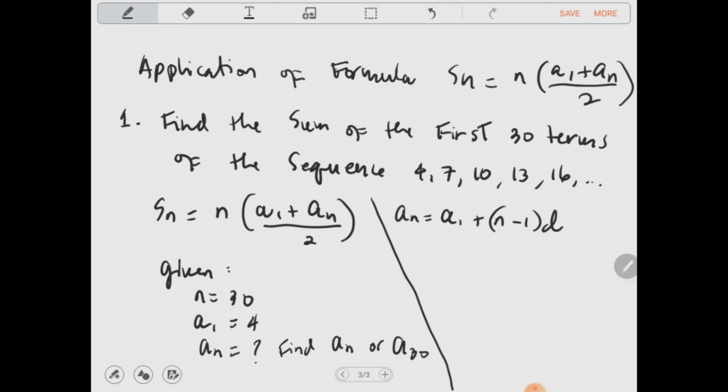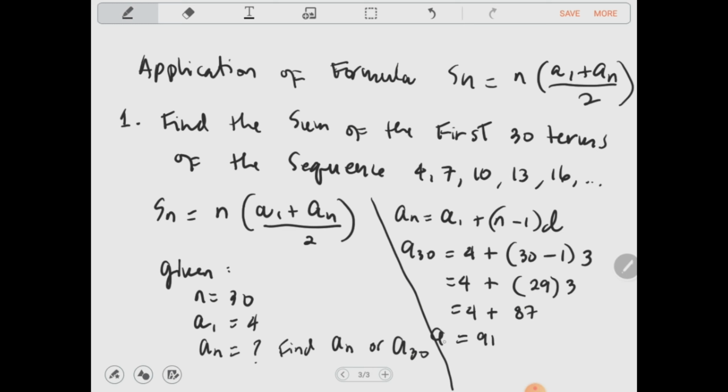To find the last term, we have to use the formula for arithmetic sequence and substitute everything that we have. So we're looking for a sub 30 is equal to 4, which is our a sub 1, plus the quantity of 30 minus 1 times the common difference of 3. Performing the operation, we have 4 plus 29 times 3. So we have 4 plus 87. Adding the two numbers, we come up to 91. So that is the last term that we are looking for to proceed to getting the sum of our sequence.